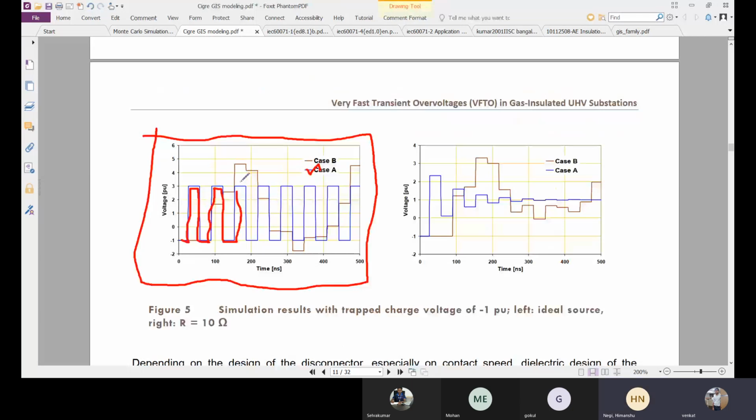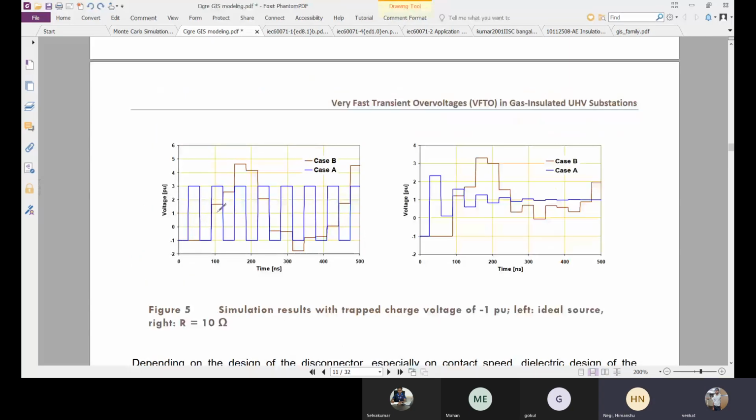But due to these discontinuities in the second case, what happened? It has more distortion, and the voltage which has been built up in the system has gone higher, just between 4.5 and 5 per unit.